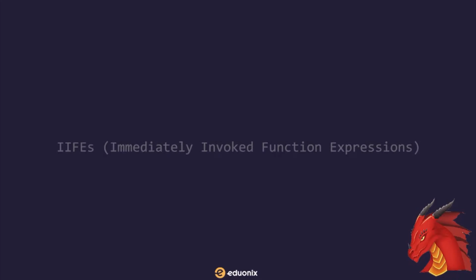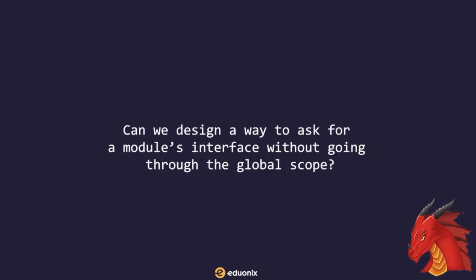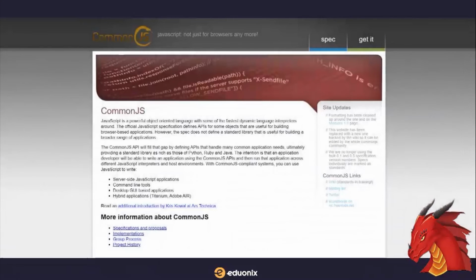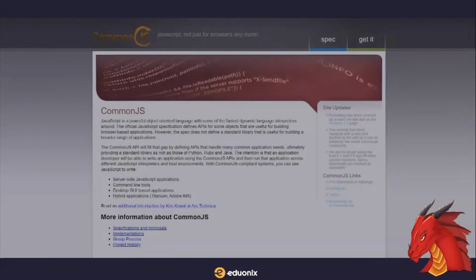In our previous lesson, we covered IIFEs, immediately invoked function expressions, as a way of addressing JavaScript modules. In this current lesson, we'll be answering the question: can we design a way to ask for a module's interface without going through the global scope? CJS, CommonJS modules, are one method to deal with these problem situations.